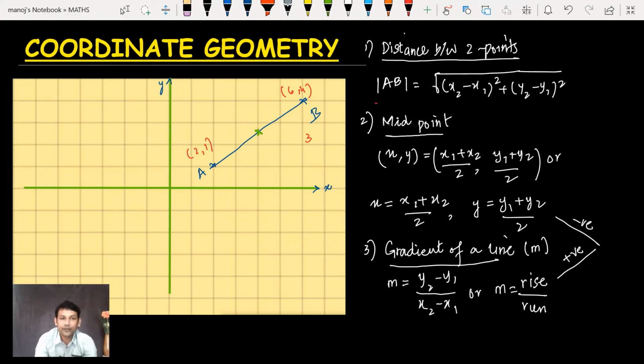Okay. Now moving to the midpoint formula. The midpoint is very simple. 6 plus 2.